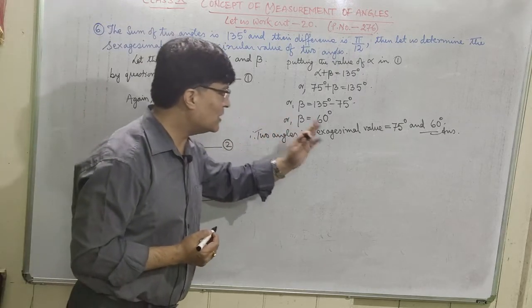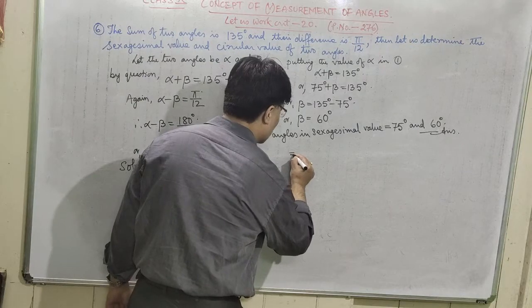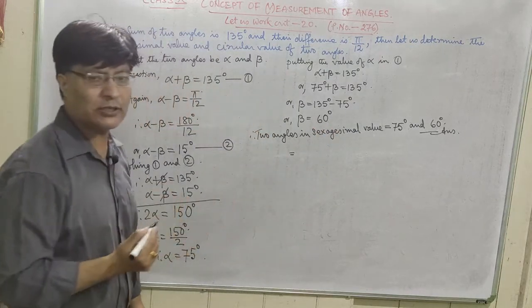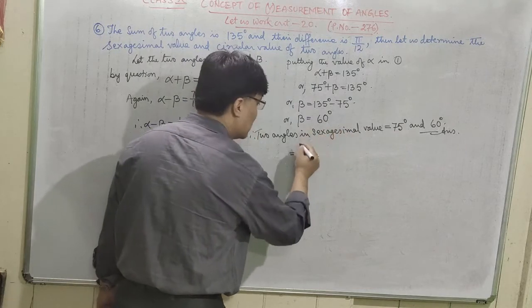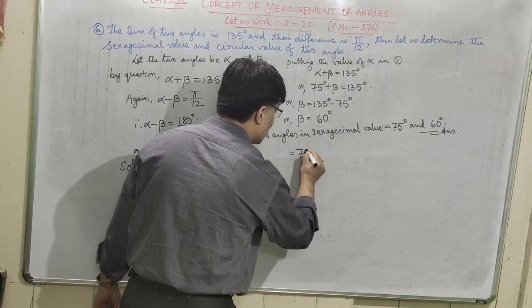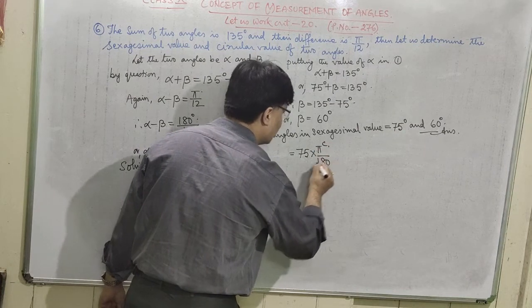Now we have to convert these two angles in terms of circular value. So now let us convert into circular value. Circular value means in terms of pi radians. So let us convert 75 degree into pi radian. So you know that it should be multiplied by pi radian by 180.